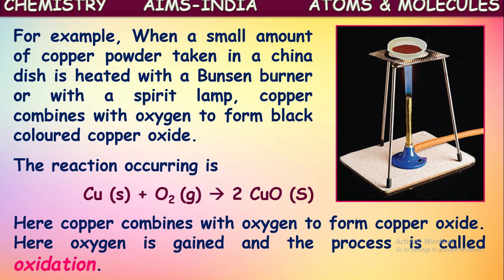So here copper is combining with oxygen to form copper oxide. That means oxygen is gained by copper, and hence the process is called oxidation. Okay, oxidation means gaining of oxygen. Here copper is gaining oxygen and converting into copper oxide. So this reaction is said to be an oxidation reaction.